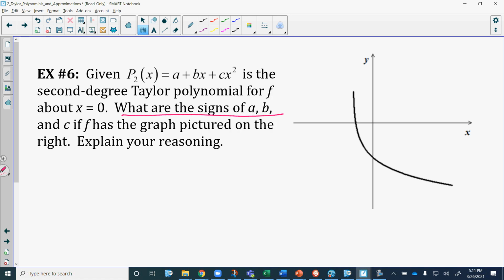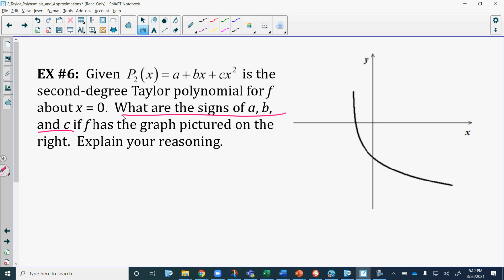What are the signs of A, B, and C? Now, a lot of this is really going to be behavior. Not just behavior about a Taylor polynomial, but behaviors of functions in general. Remember, a Taylor polynomial is made up of a bunch of derivatives of a polynomial at a certain degree.